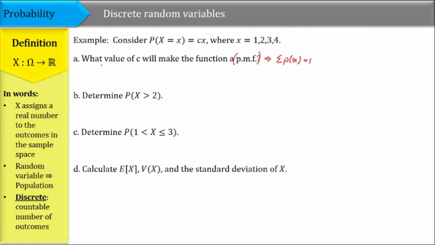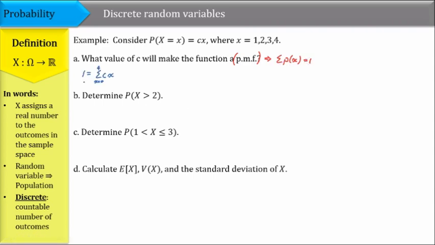First of all, what value of c will make the function a PMF? Now the property of a PMF that we need to use here is the one that says if we take all the probabilities and we add them together, that's what this sign here means, if we sum together all the probabilities for all possible values of x, then the total must be equal to 1. So that's exactly what we'll do.